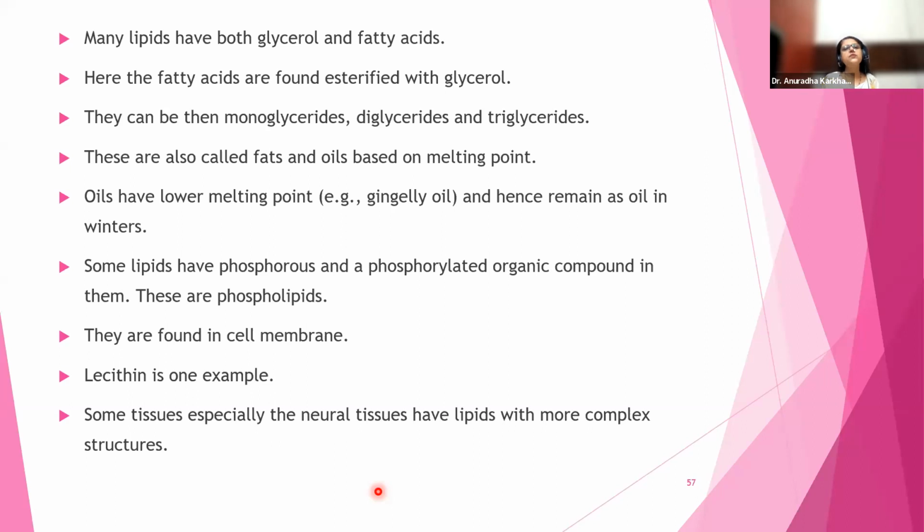Well, some lipids have phosphorus and phosphorylated organic compound in them. This will be called as phospholipids. So we know the cell membrane is made up of phospholipids. Our cell membrane, correct? They are found in cell membrane. Lecithin is one example of phospholipids.